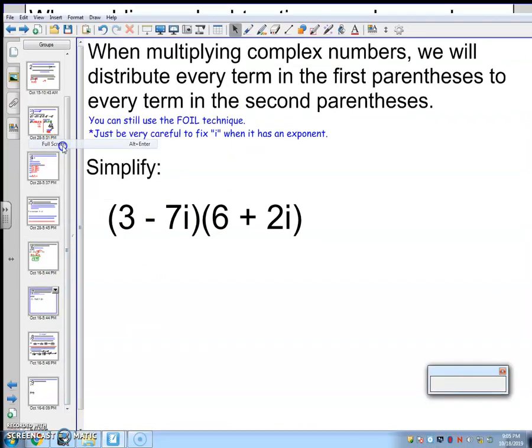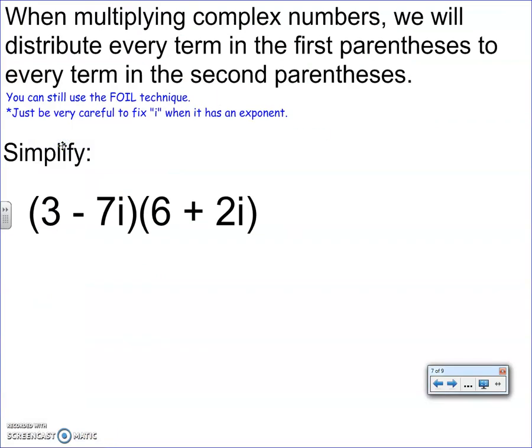Alright, the real one's multiplying. So again, when multiplying complex numbers, you'll distribute every term in the first parentheses to every term in the second parentheses. We still use our FOIL technique, or double distribute. Just be very careful to fix i when there's an exponent, because we will have that here.